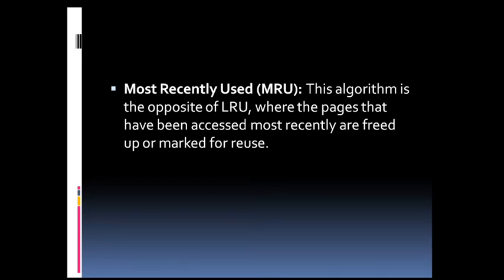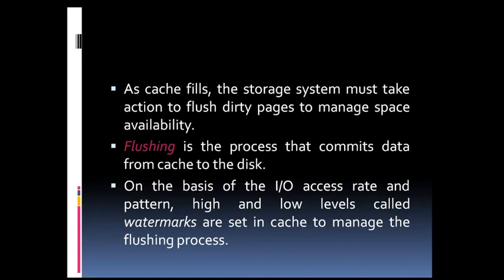As cache builds, the storage system must take action to flush the dirty pages to manage the space availability. Flushing is the process that commits data from the cache to the disk. On the basis of the I/O access rate and the pattern, high and low levels called watermarks are set in cache to manage this flushing process.